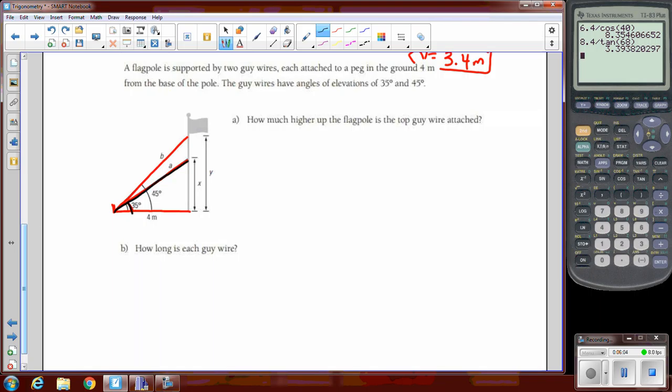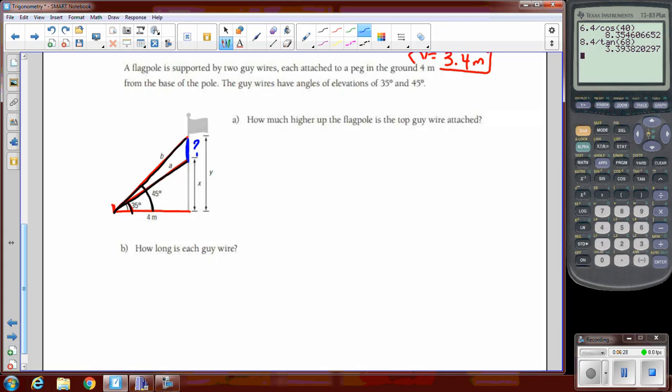And then there's a 45 degree. The one that's higher up is at a 45 degree angle. So we're just trying to understand what the question's saying. What it's asking us now is how much higher up the flagpole is the top guy wire. So it's actually asking us to determine this little distance here, because they're both tied to the flagpole right there. We need to figure that out.